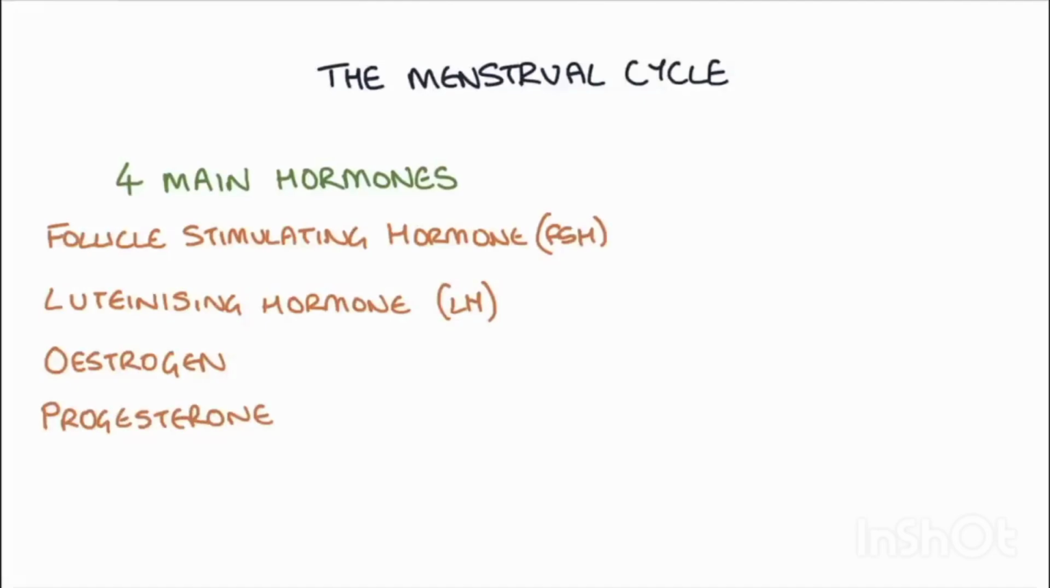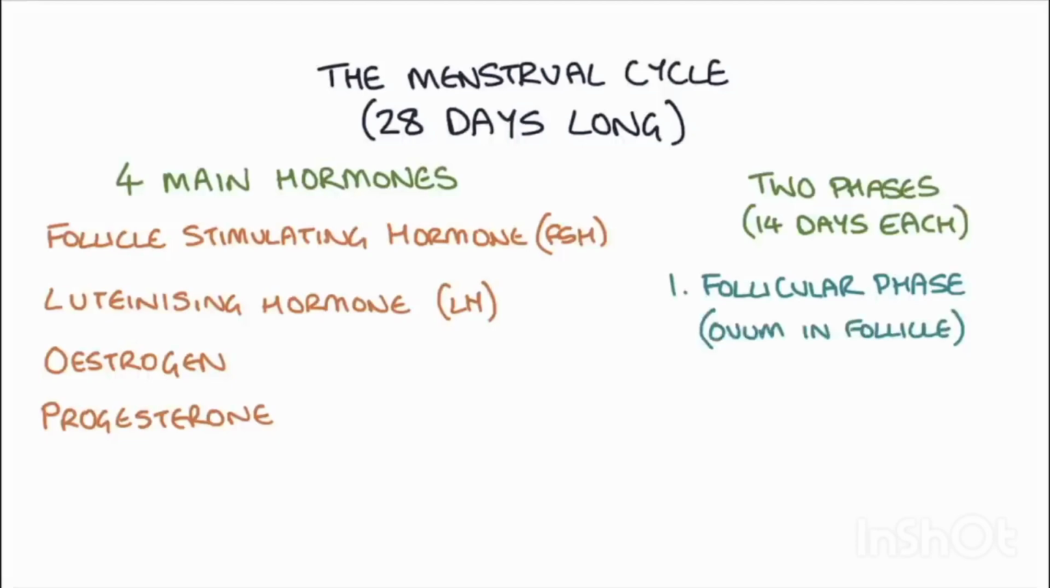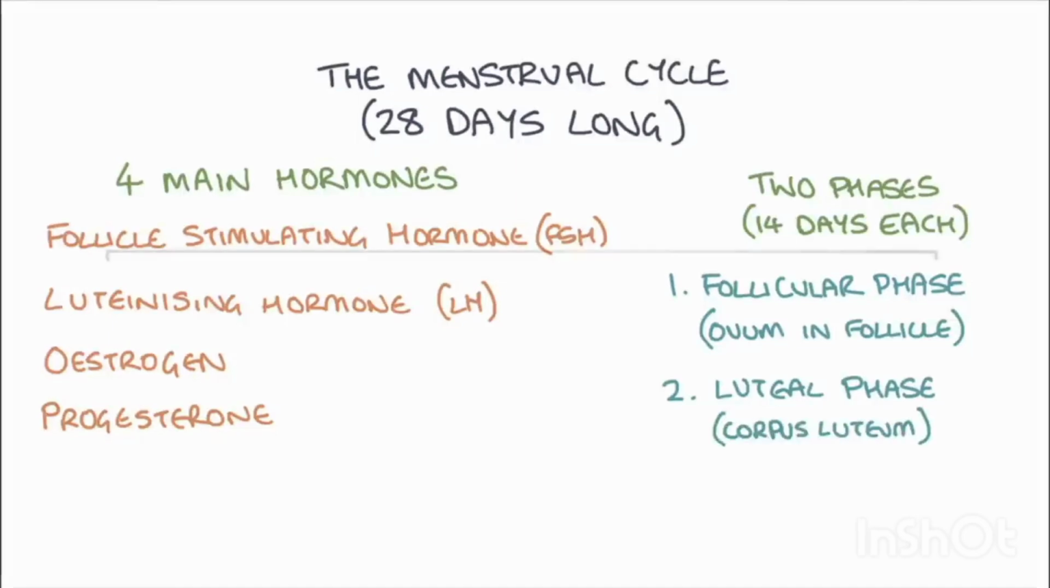The second thing to understand is that there's 2 phases of the menstrual cycle. The typical menstrual cycle is 28 days long, and each phase is 14 days long. The first phase is the follicular phase, and it's called this because the egg, which we also call the ovum, is inside a follicle that's developing. And the second phase is called the luteal phase because the egg has exited the ovary during ovulation, and what's left inside the ovary is called the corpus luteum.